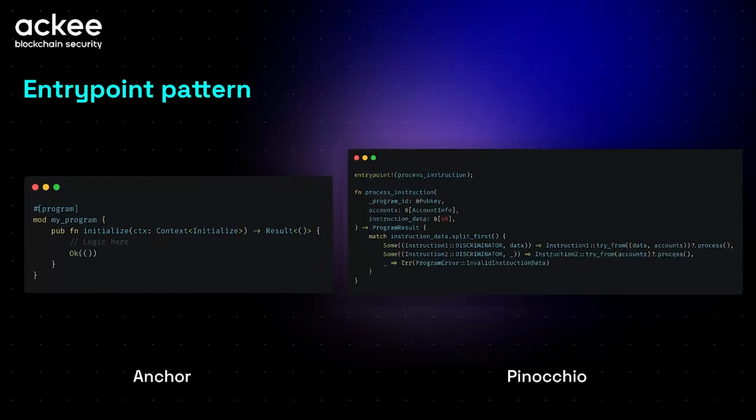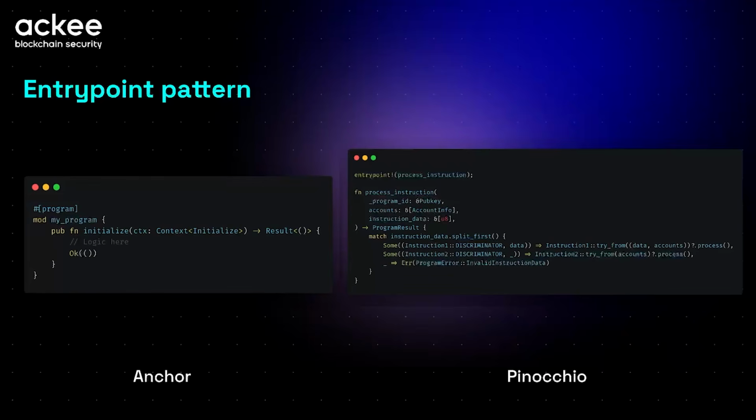Now let's compare how programs are structured in Anchor versus Pinocchio. As we can see in the example, in Anchor, the program macro hides a lot of wiring. It builds an 8-byte discriminator for every instruction and handles routing behind the scenes. Pinocchio, on the other hand, makes this pattern explicit. We start with the standard Solana entry point, receiving the program ID, accounts, and instruction data.